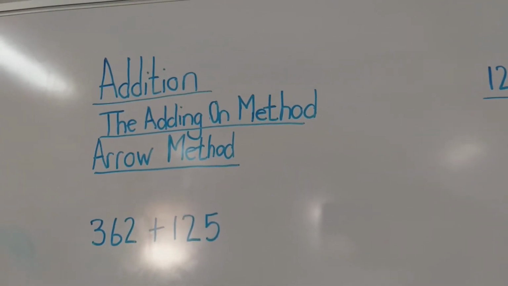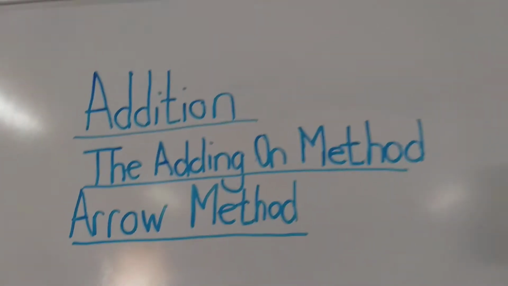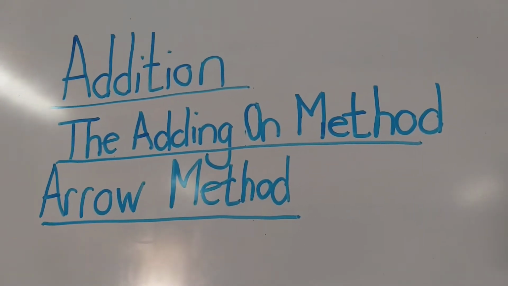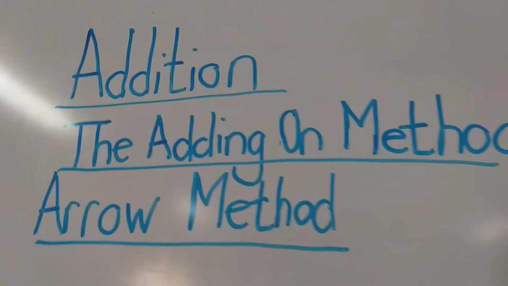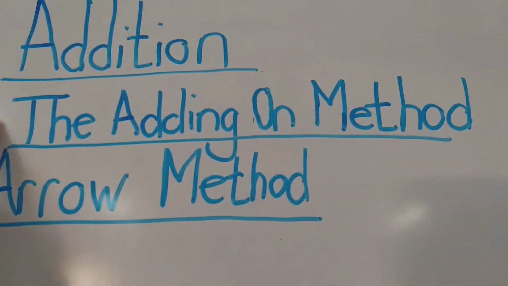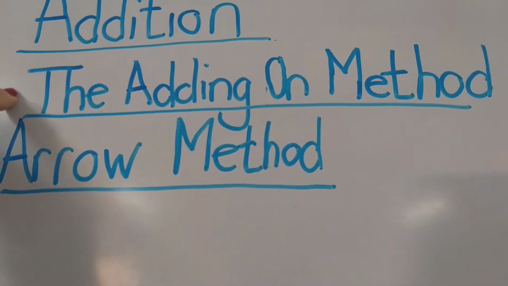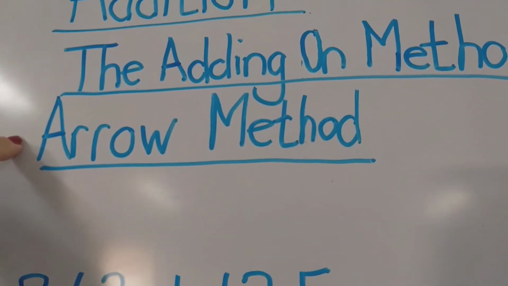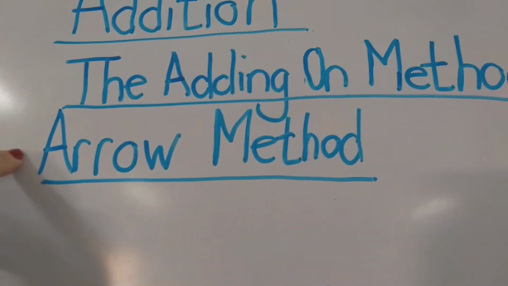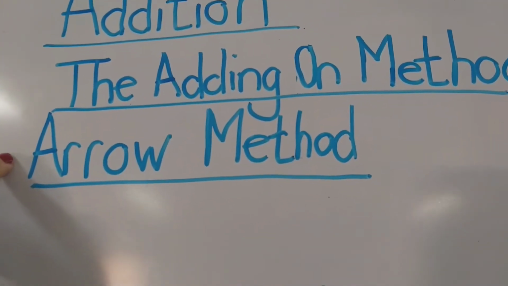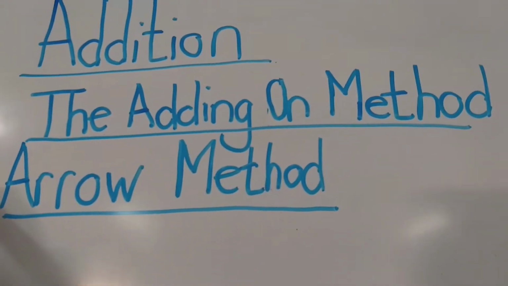Hi everyone, today we're going to do a new method for addition. Yesterday we did the grouping method, and today we're going to learn what we call the adding on method. Now sometimes I refer to this method as the arrow method as well. I just call it the arrow method because it's an easy way of identifying what method I'm talking about.